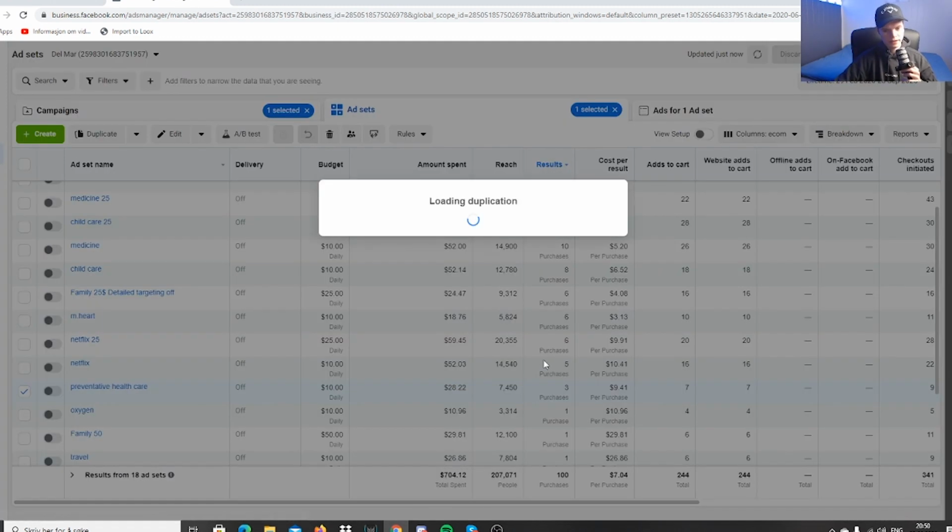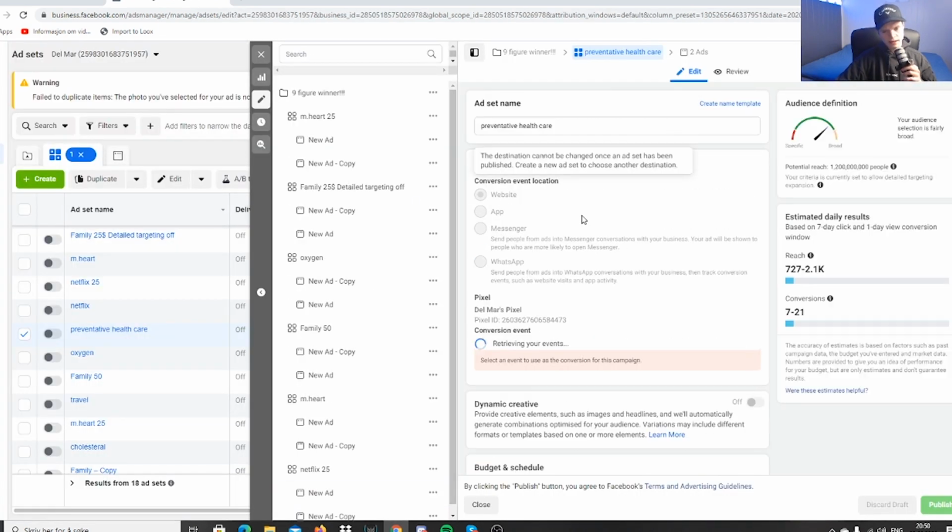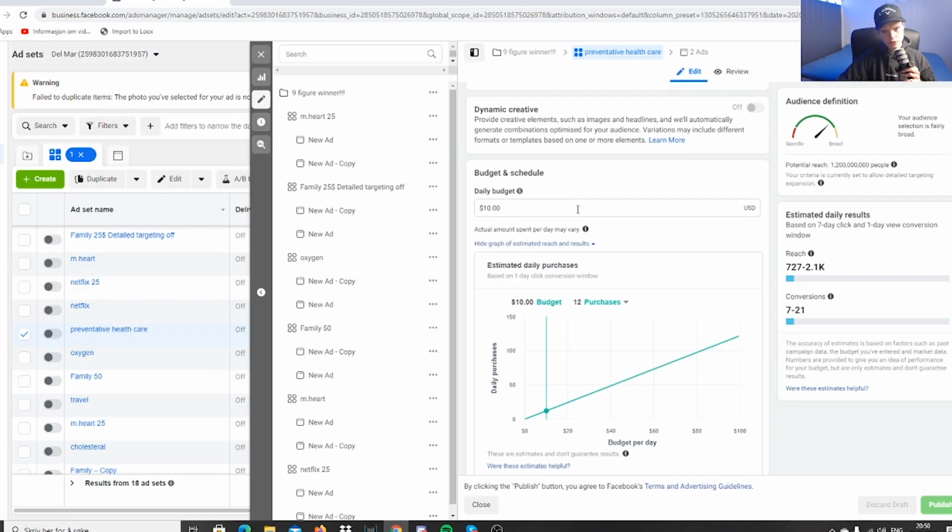So what I would do with preventative healthcare here, with 3 sales, is I'll duplicate it. You don't have to mess with any of these options. And then I would just go down to the budget right down here, and I would just put it at $25 a day, and then I would publish it. So that's what I'm going to do now.